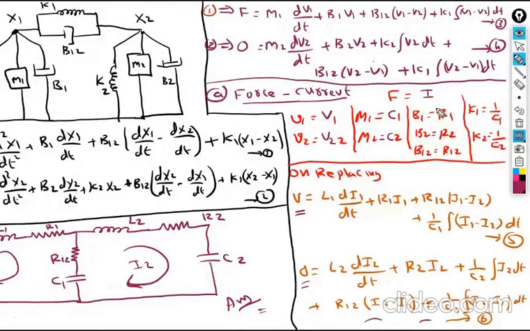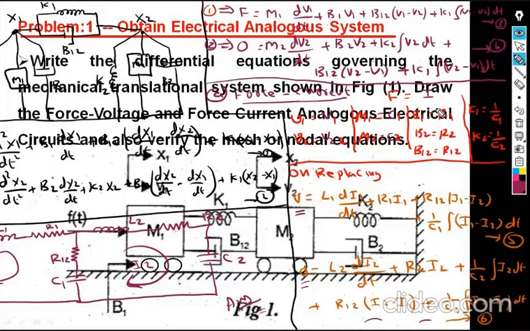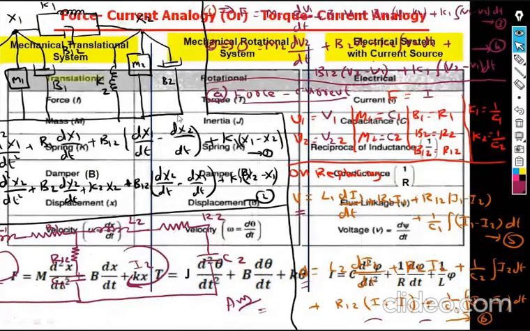If you observe, let me show you the table. If you observe this table, here, in case of force current, the spring K is equal to what? The reciprocal of inductance. Spring, sorry, damper B is equal to 1 by R.